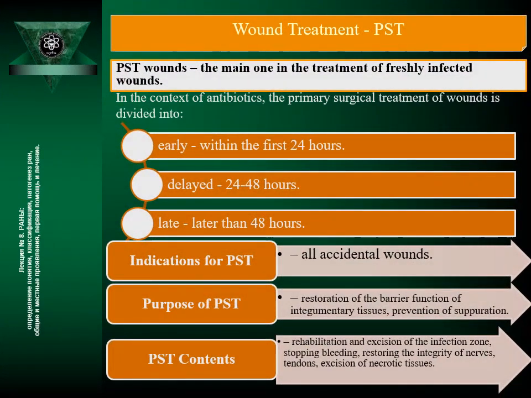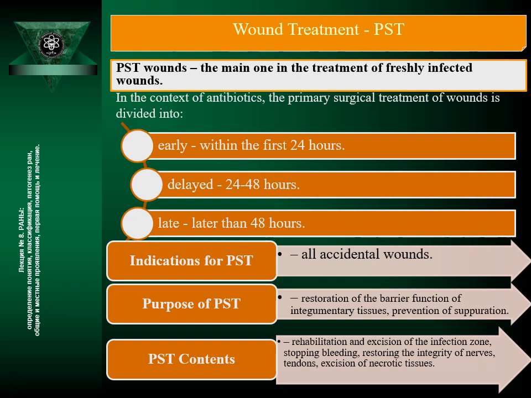The next aspect that I want to highlight when analyzing primary surgical treatment: PST is the main treatment for newly infected wounds. In modern conditions, when it is possible to use antibiotics in the provision of pre-medical care, it is customary to classify primary surgical treatment like this. Within the first day we are talking about early primary surgical treatment. Most often in this case it will be possible to heal by primary intention in the future. That is, we will close it almost completely, with insignificant drainage, and it will be less suspicious in terms of subsequent inflammation.